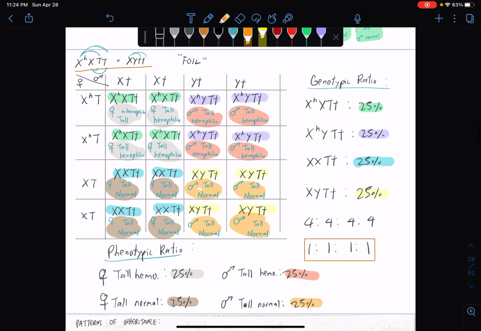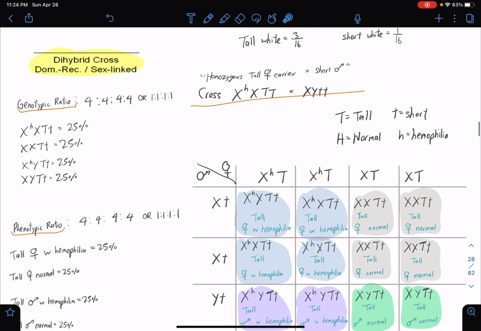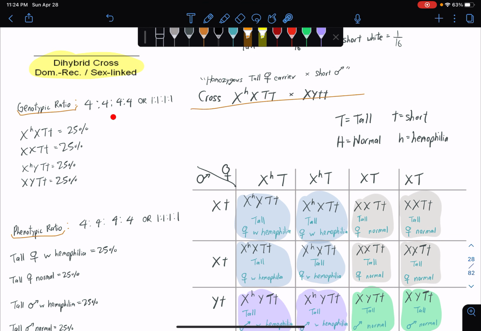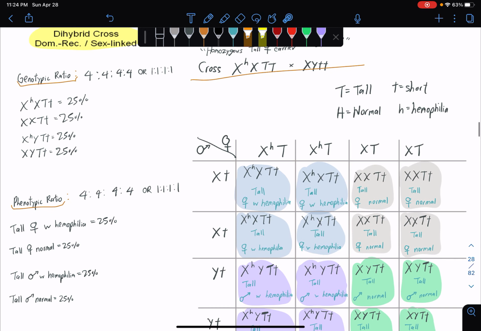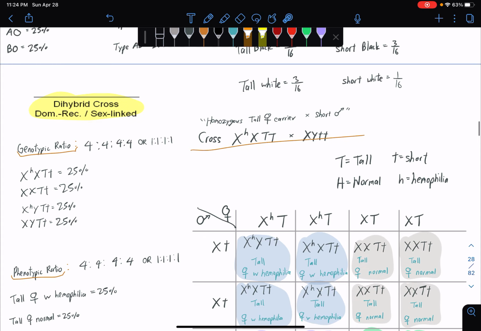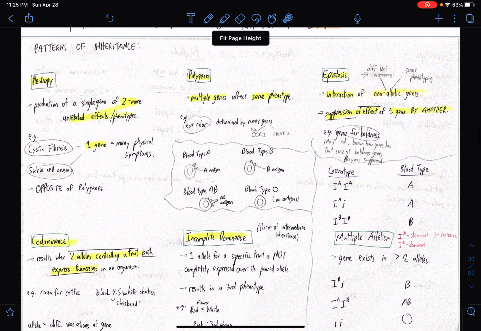So that's that. And the phenotypic ratio is essentially the same as the genotypic ratio. So that's it. Do we have the same? Yes, we do. So the genotypic ratio and the phenotypic ratio are the same. That's it for this problem. Let's move on to the next pages of my reviewer.